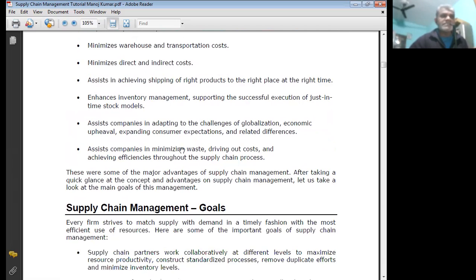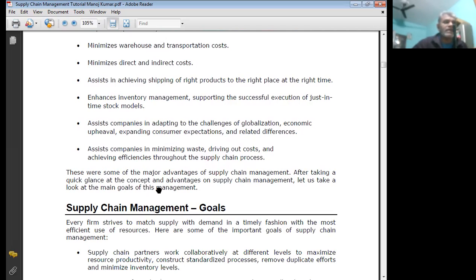Assist companies in minimizing waste, driving out the cost, and achieving efficiency throughout the supply chain process. This is one of the best advantages of implementing the supply chain: to minimize the waste, drive out the cost, and achieve efficiency. There are some major advantages of supply chain management.